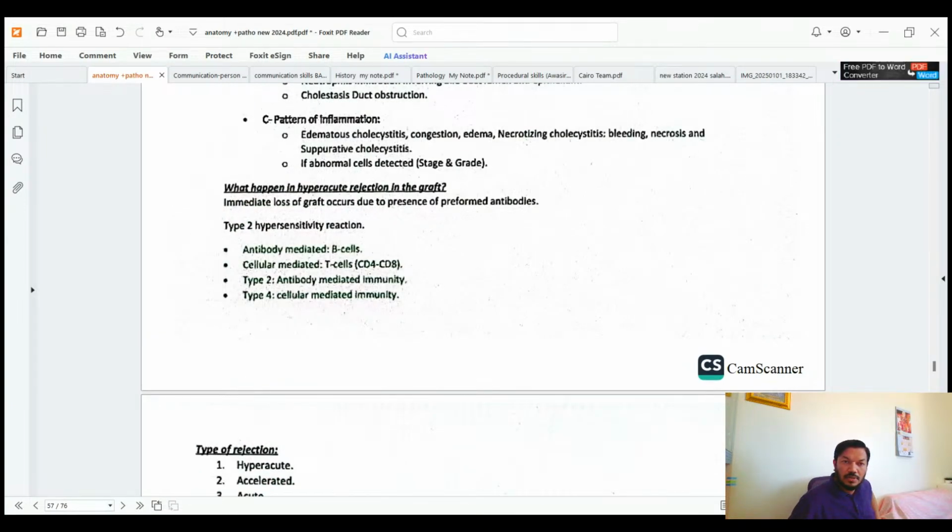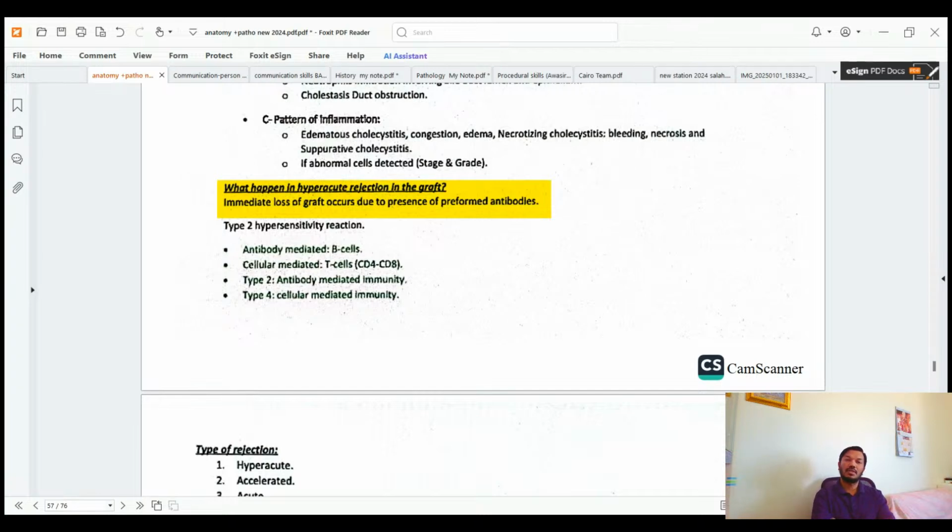What happens in hyperacute rejection in the graft? Immediate loss of graft occurs due to presence of preformed antibodies. This is a type 2 hypersensitivity reaction.